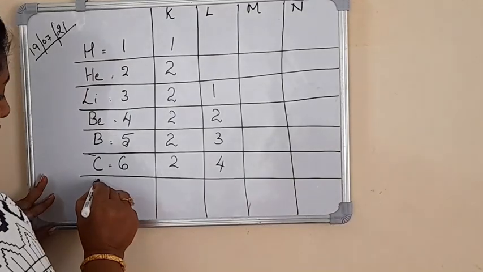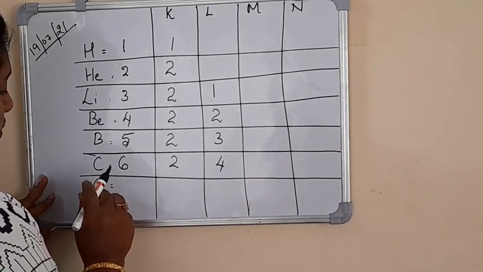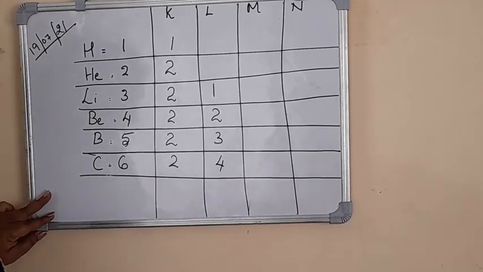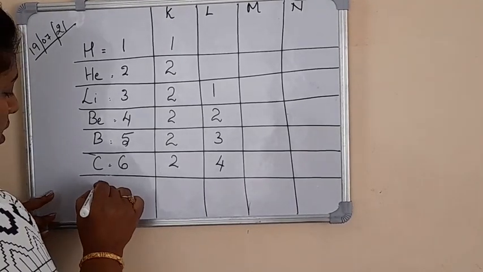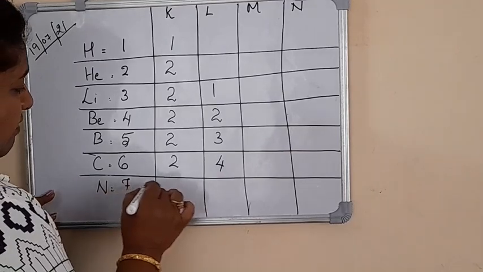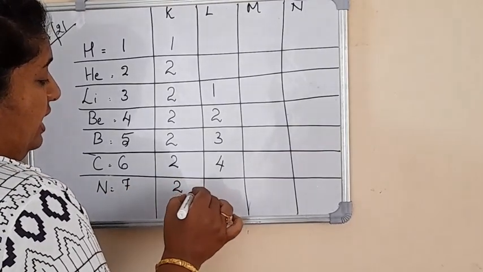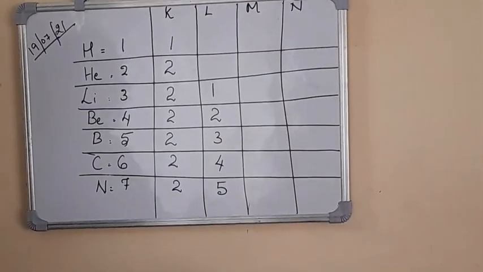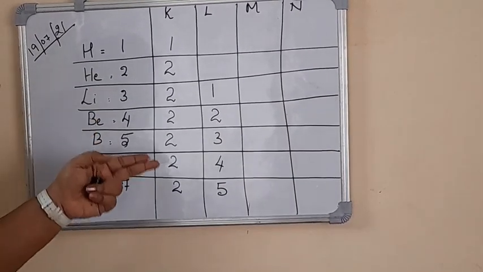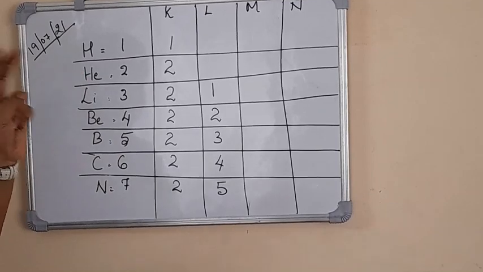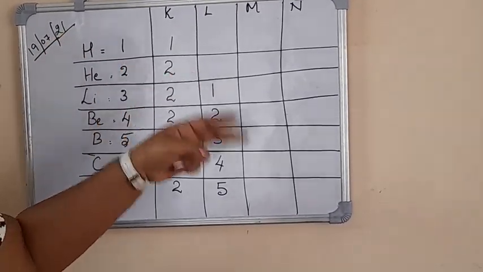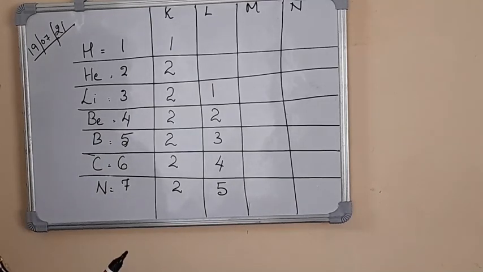Now, oxygen. No, not oxygen. Nitrogen. Atomic number 7. Maximum 2 electrons in the K shell and 5 electrons in the L shell. Okay. So, in this way you can accommodate the electrons in the K, L, M and N shells. The further atomic numbers of elements will also be shown here.